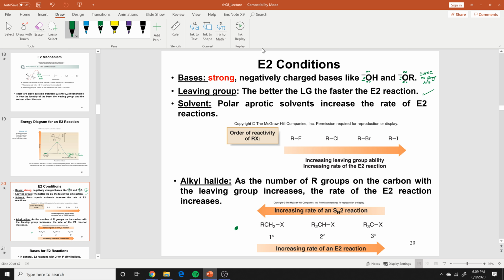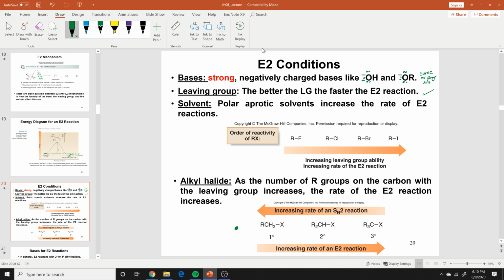With respect to the solvent, it is going to be a polar aprotic solvent. I don't want the solvent to interfere with the strength of my base. I want my base to remain strong, so I don't want the solvent to solvate my base. For the solvent to be completely inert to the base and not react with it, my solvent has to be a polar aprotic solvent. Polar aprotic solvents increase the rate of the elimination reaction.